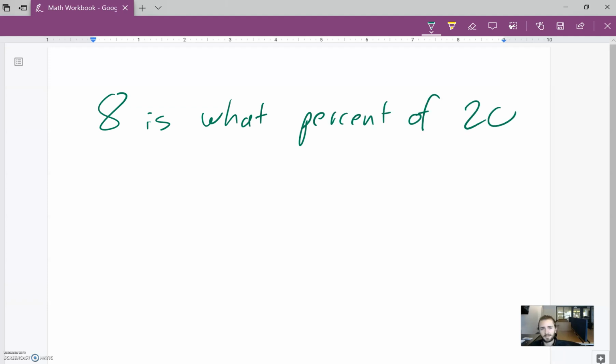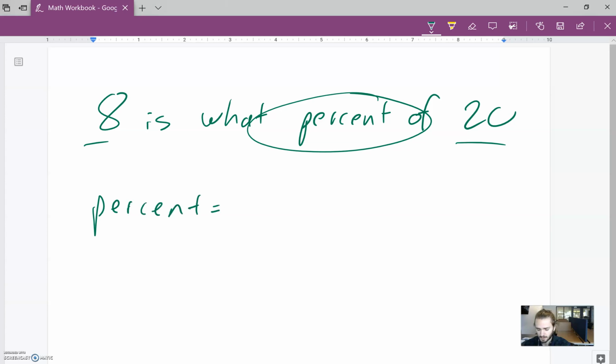Then we just need to identify our different pieces of this formula here. So we've got 8 and we've got 20, and what we're wanting in this case is the percent. That's the unknown. So again, if we know percent is equal to part divided by whole, then it's just a matter of determining which is which. And again, this word of is always going to come before our whole, right? We're talking about a part of something else. So we're saying 8 is what percent of 20? So 8 out of 20, what percent is that 8?